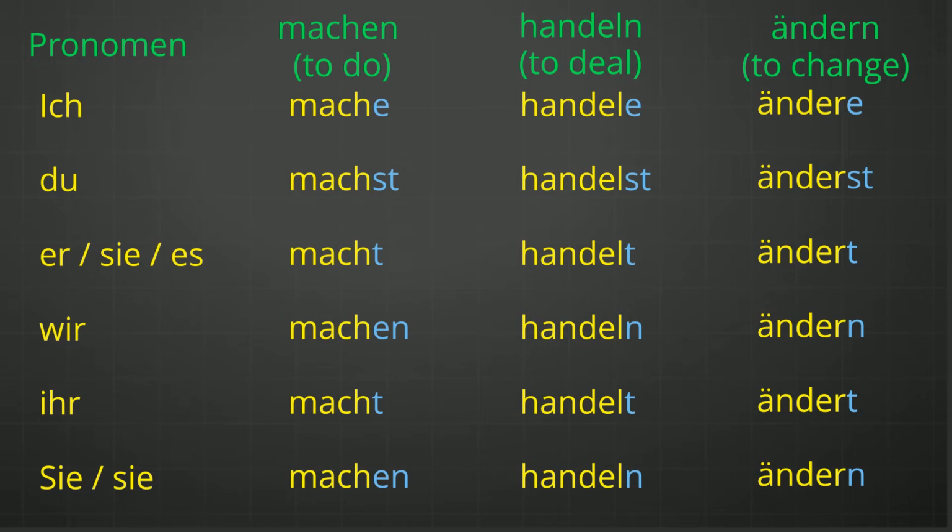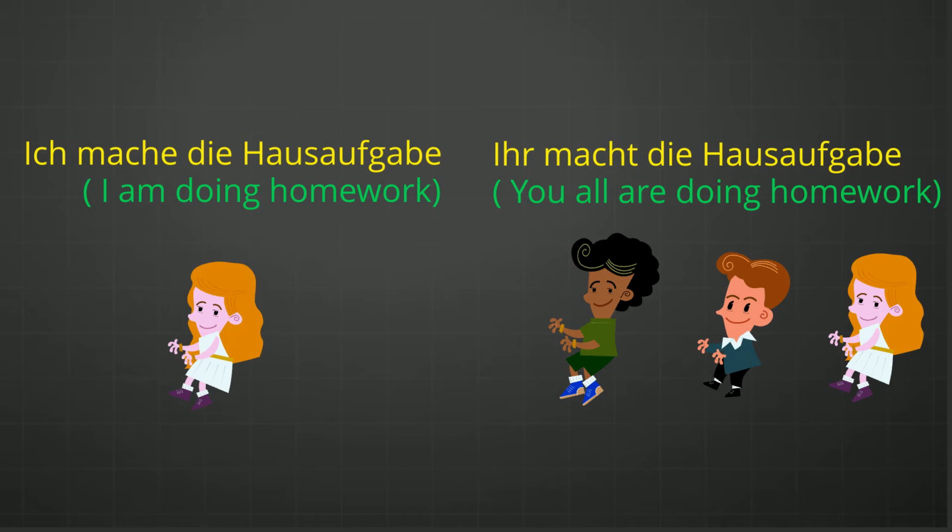Now let's see a few examples of how we can use these verbs in sentences. Ich mache the house of cargo. In this sentence, ich is the subject, so the conjugated form mache is used. But with the same verb, if we are using another subject, for example, ihr macht the house of cargo, here ihr is the subject, so the verb conjugation macht is used.